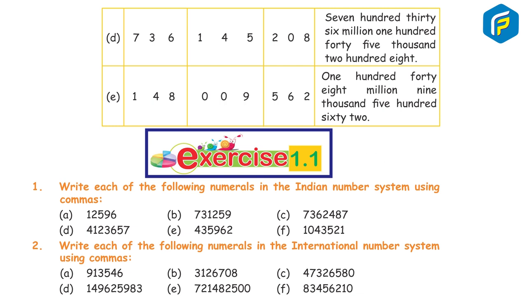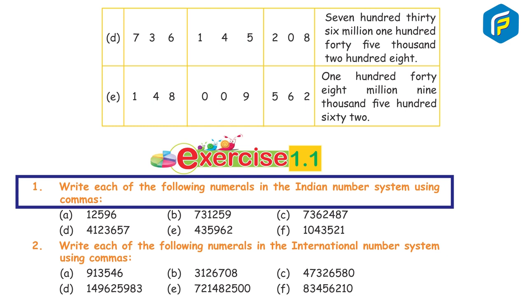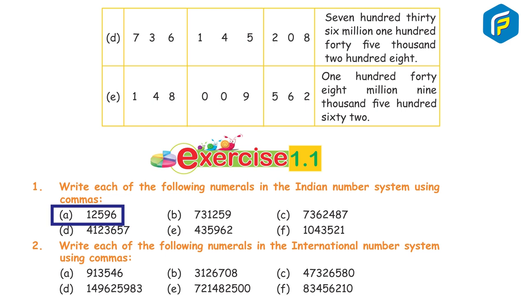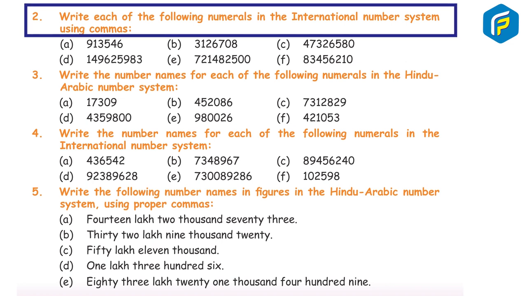Exercise 1.1. Question 1. Write each of the following numerals in the Indian number system using commas. Answer: A. 12,596. B. 7,31,259. C. 70,36,487. D. 4,12,657. E. 4,35,962. F. 10,43,521.